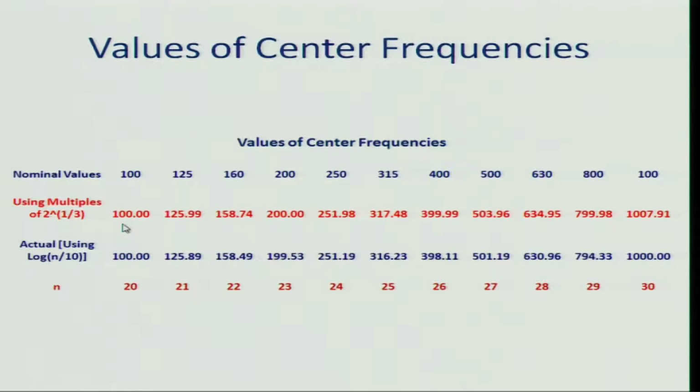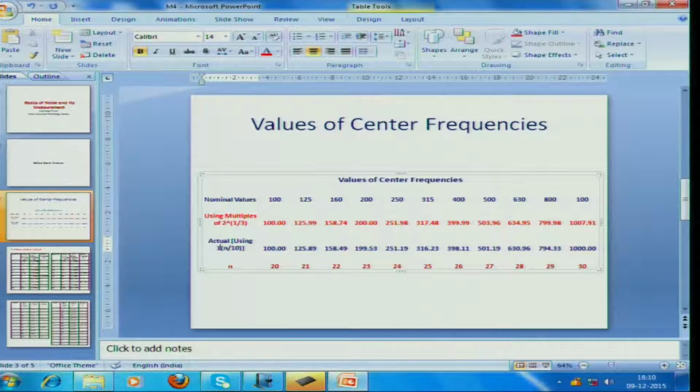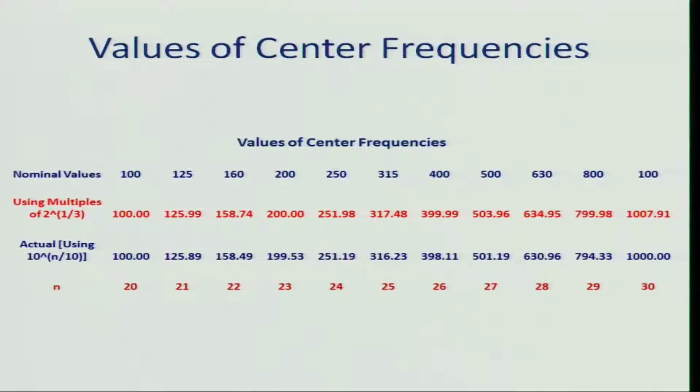Okay. So let's look at this blue line. This is log, okay, so I am sorry, it should be log n over not 20, it should be n over 10. I was wrong, that's why it was not matching up. Yeah. So let's say you start from n is equal to 20. So then 20 over 10 is 2, 10 to the power of 2 is 100. I have to correct this. So when n is equal to 20, I get 100 hertz.